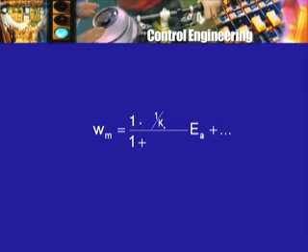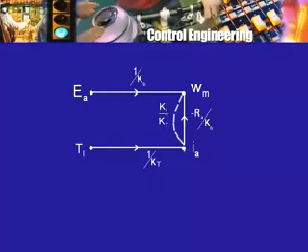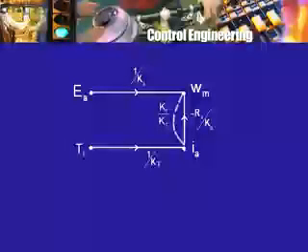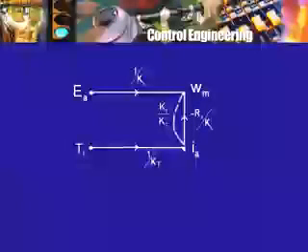So this 1 is to be multiplied by 1 by kb, and therefore my expression for omega m in this case, as far as the term containing Ea is concerned, will be omega m equal to 1 by kb divided by 1 plus kf Ra divided by kt kb, this whole expression multiplying Ea. But there is the other term that depends on the load torque, so plus something else multiplying the load torque.